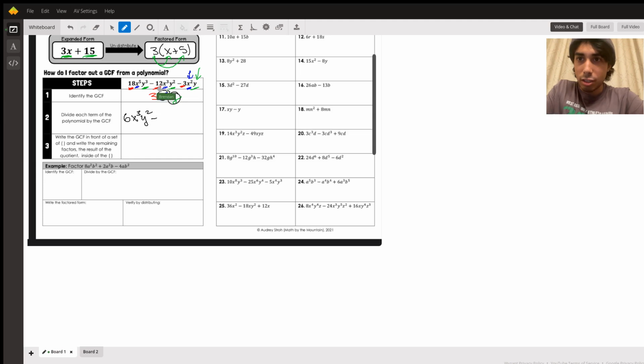We're going to do the second term, again, also divided by the greatest common factor. All right, so we've got 12 divided by 3, right? We're doing this term divided by this term. So 12 divided by 3 is 4. X cubed divided by x squared, that's just going to be x, or x to the 1, right? Because you're subtracting those exponents. Same thing with the y. Y squared divided by y to the 1 is, again, y to the 1.